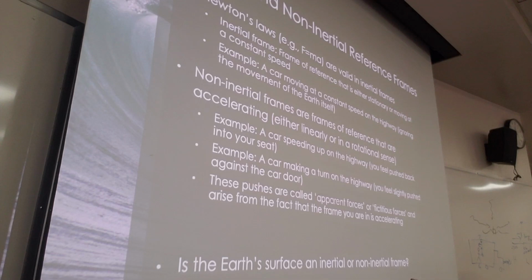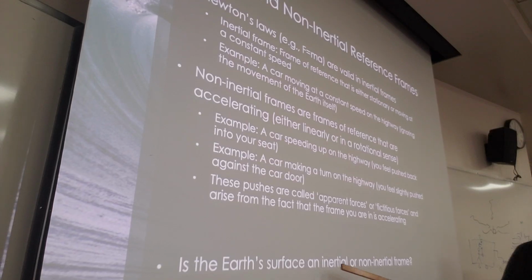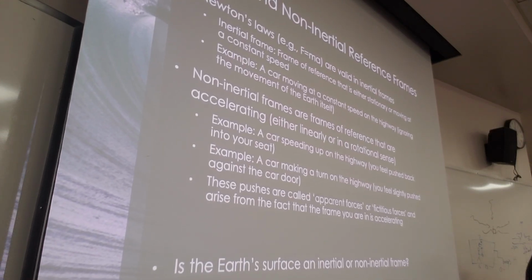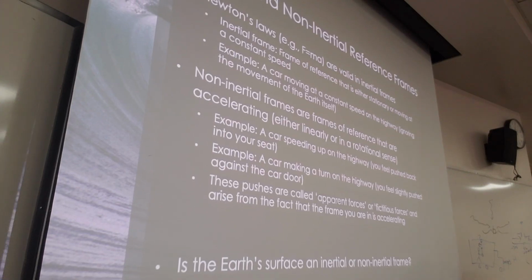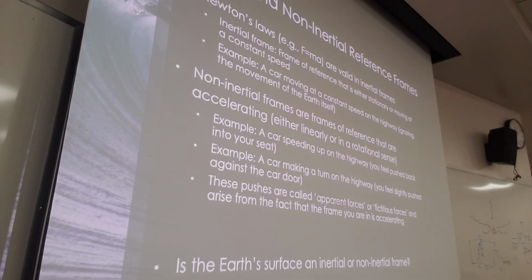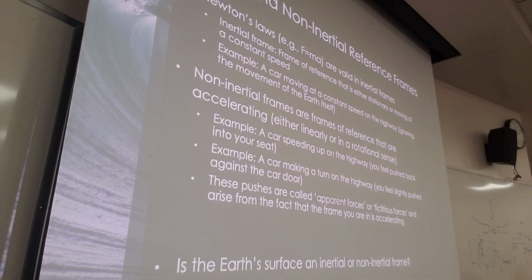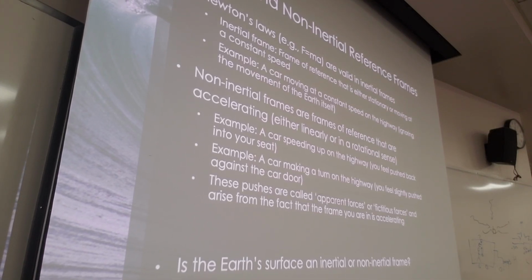So the key question is: the Earth's surface, where we make all of our observations, is that an inertial frame or a non-inertial frame? Does anyone have any idea which one would apply to the Earth's surface? It would be non-inertial. And that's correct. And why is that? Because it's also moving around the sun. Yeah, it's moving around the sun. That's part of it. The main part actually is that it's spinning on its own axis. Both of those things contribute, but the main thing is that it spins on its own axis.